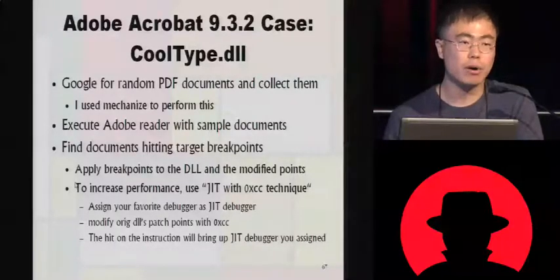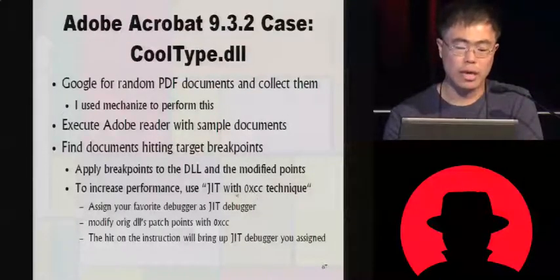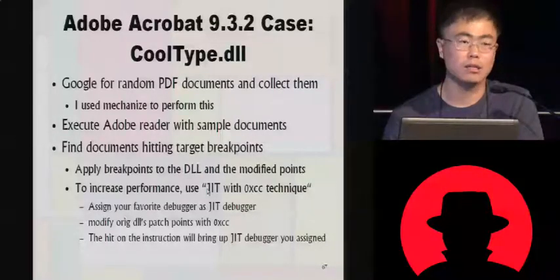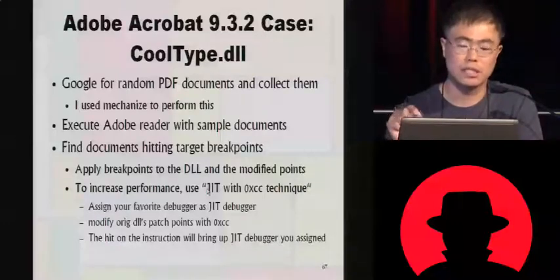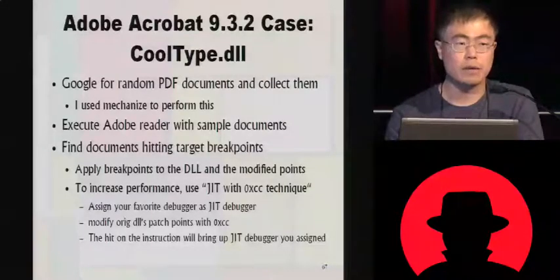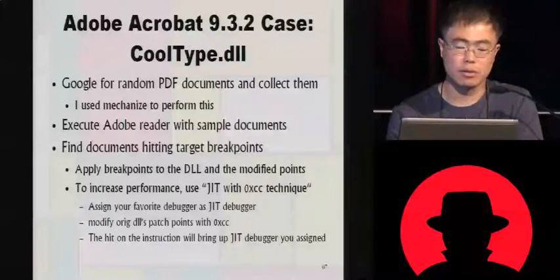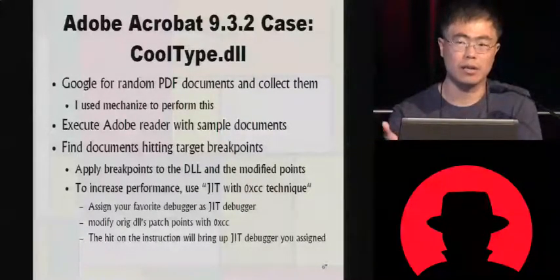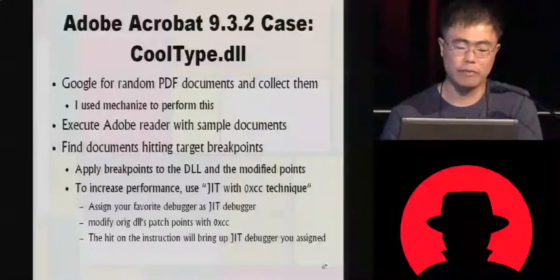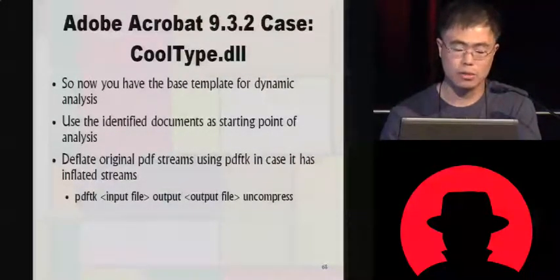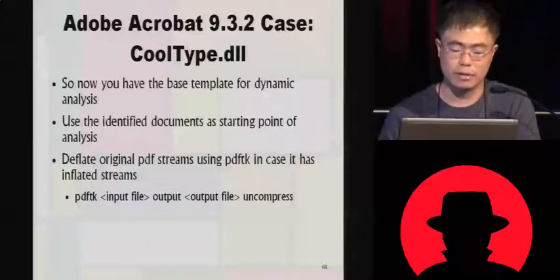Maybe you can use your debugger, or Immunity Debugger, or PyDbg, anything you want. But I just used JIT with the 0xCC technique. I modified the binary, putting 0xCC at any function I was interested in, and I assigned my favorite debugger as the JIT debugger. So if that point is hit, my JIT debugger comes up, and I can collect the information I'm interested in at that point. So it is very effective and fast.